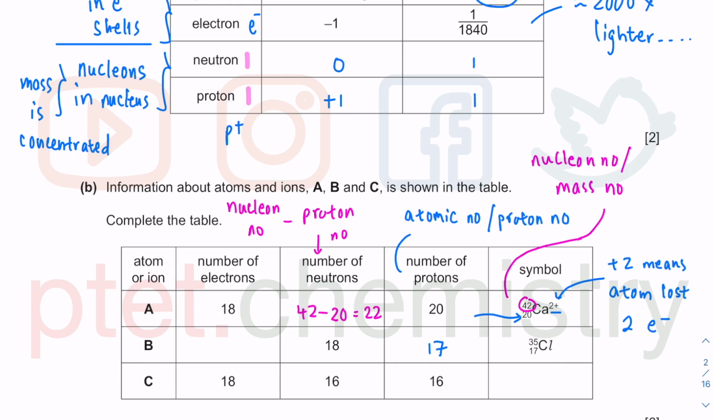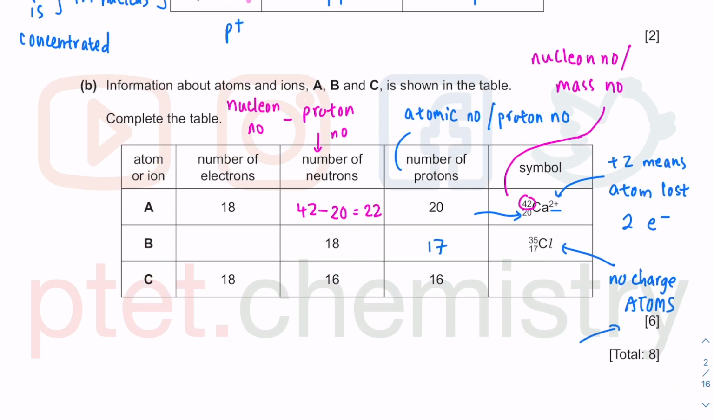In terms of the electrons, we can see that there is no charge. If there is no charge, we are talking about atoms. If atoms are uncharged, it means that the number of electrons must be equal to the number of protons, because the positive charge gets balanced by the negative charge. If you have 17 protons which are positive charge, you must have 17 electrons which are negative charge if you have an atom which is uncharged.